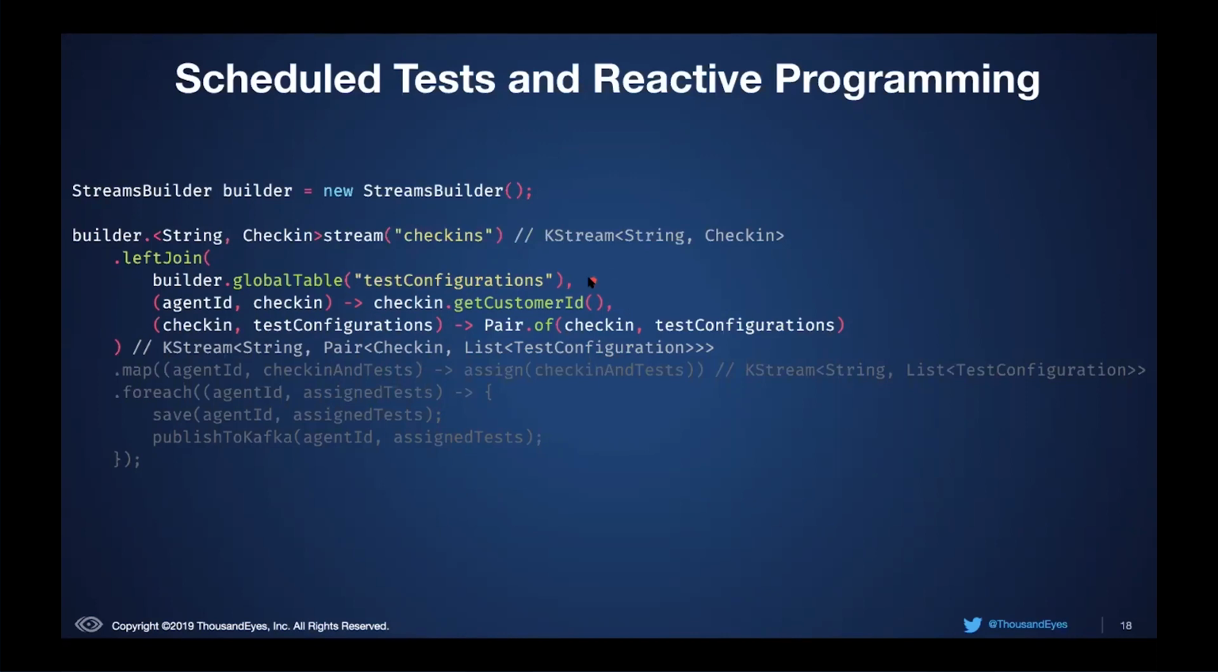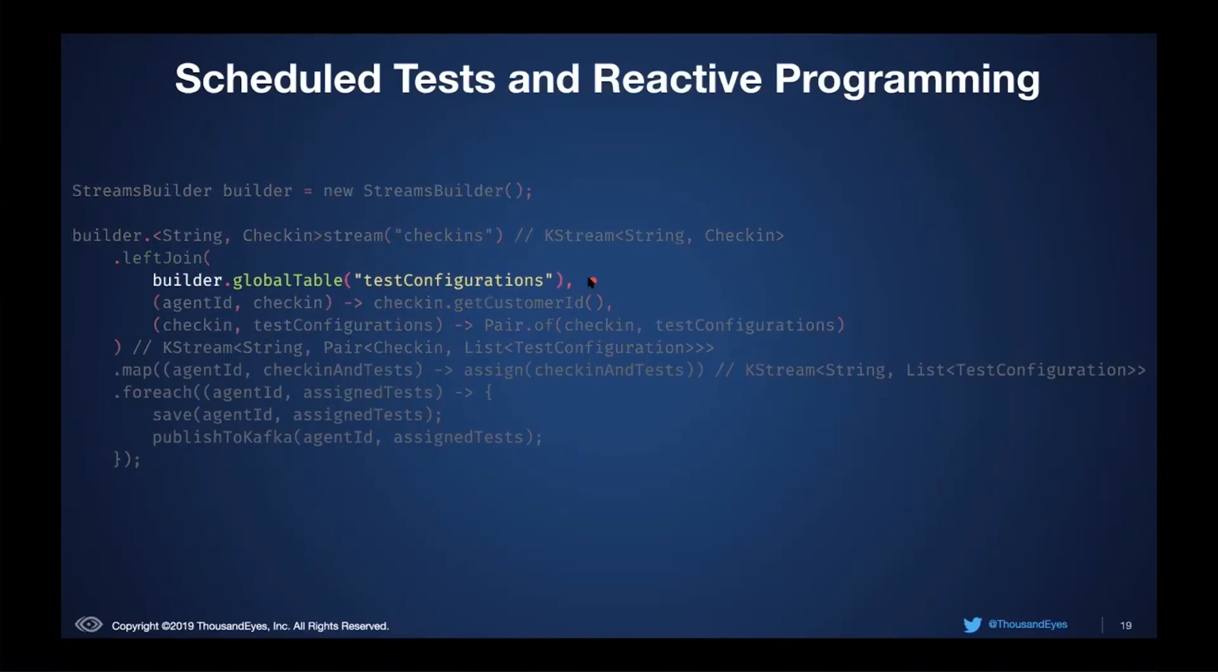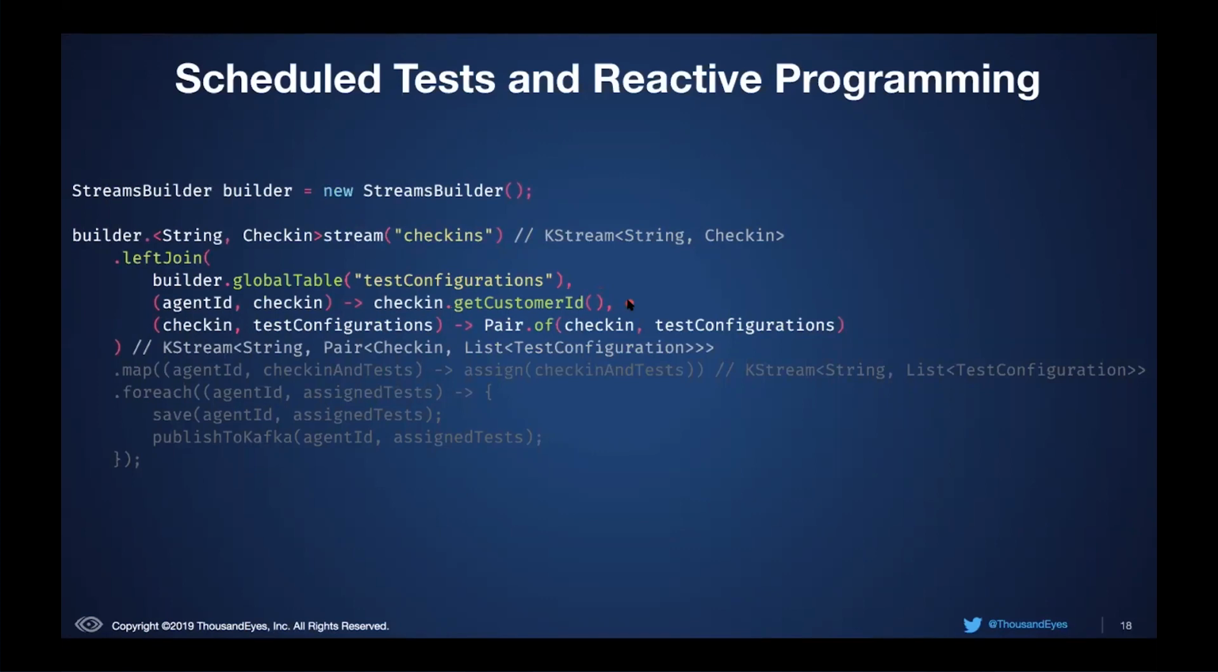The interesting part here is the test configurations. Effectively, the test configurations is also an event or a topic on Kafka. And what this global table method does is it pulls all the data from that topic and keeps a local cache within the service itself. And this is what allows us to do this left join. The cache itself is keyed on the customer ID, which is the same foreign key that we're joining on. And so that's how we're able to join the two pieces of information together.